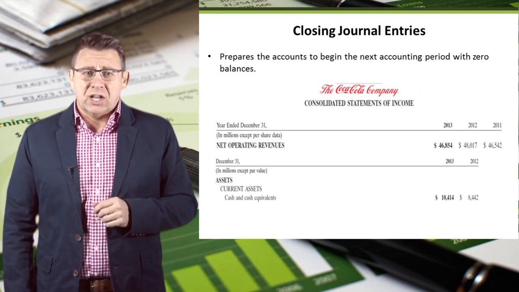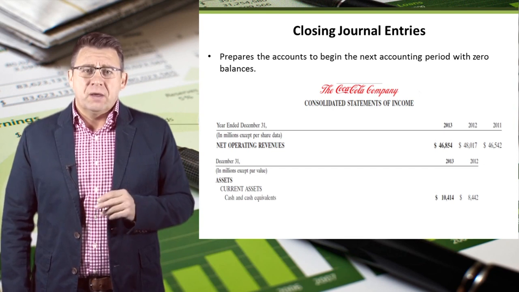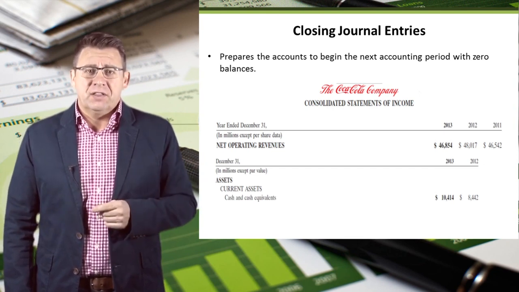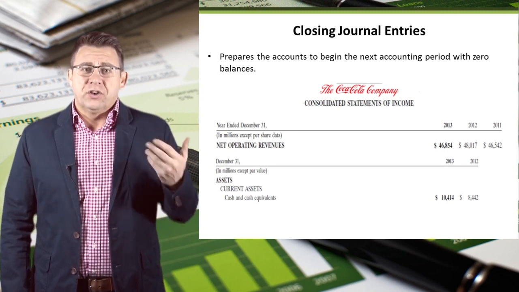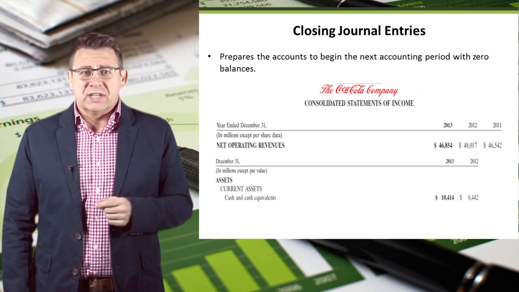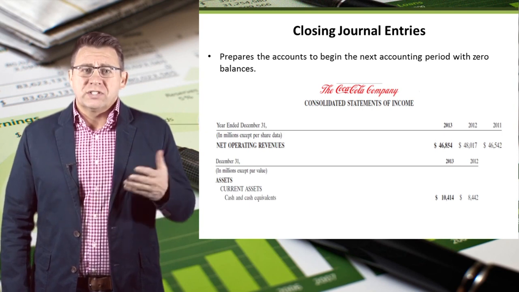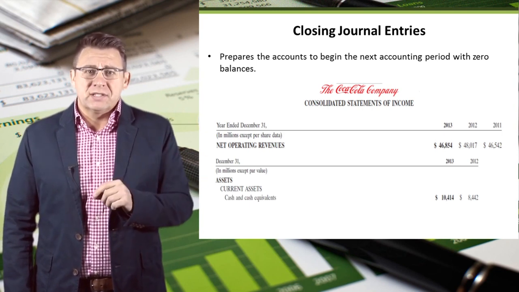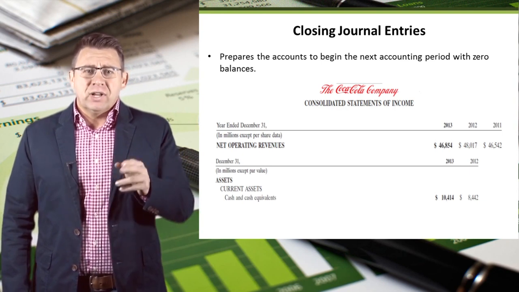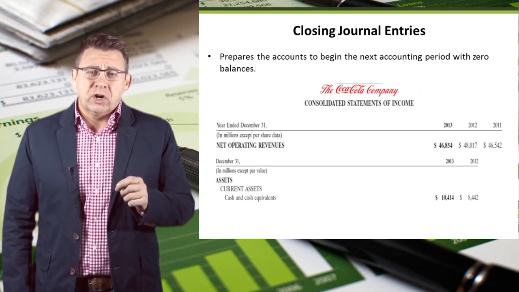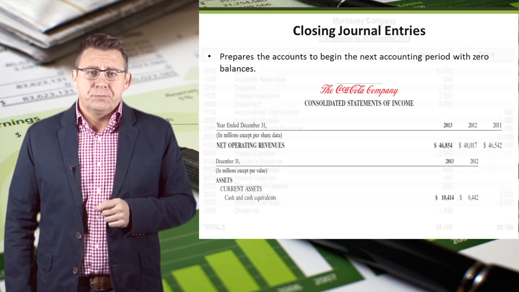Cash, on the other hand, is not closed. This is the amount of cash Coke had at the end of the year. It wouldn't make sense to close this account and start the new year with a zero balance in cash. Coke would start the new year with the beginning balance, which was last year's ending balance. So let's look at the adjusted trial balance and learn how to make closing entries.